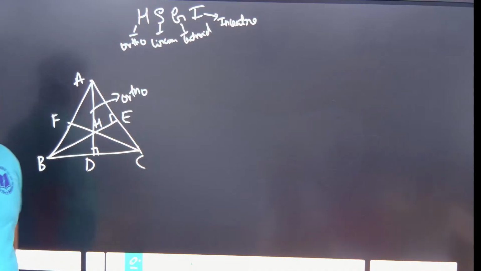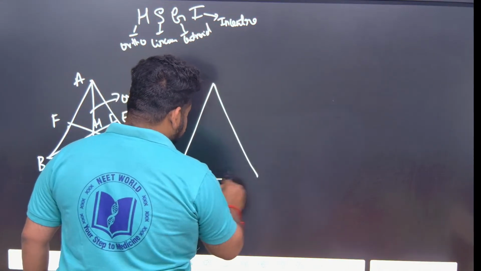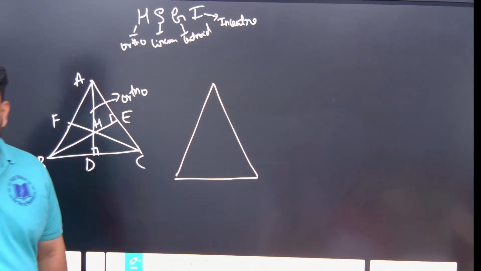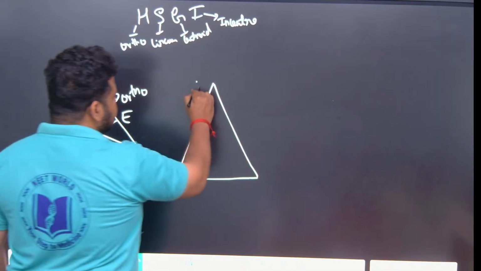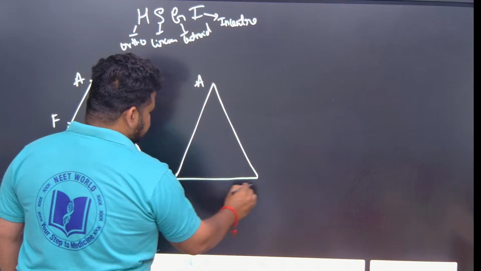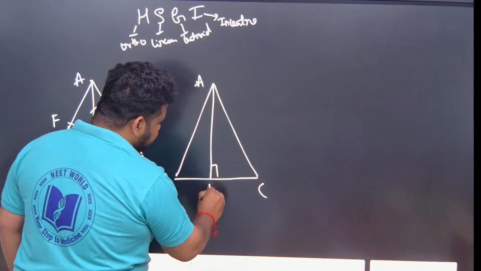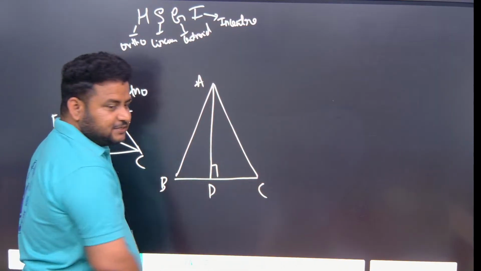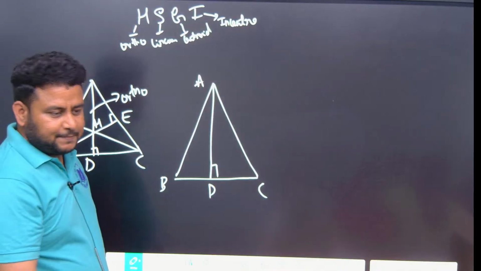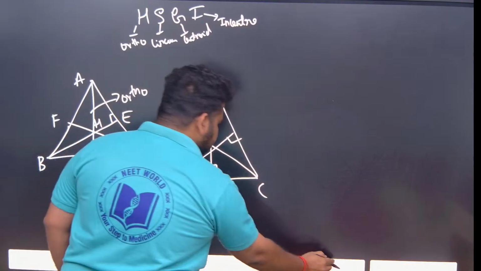Next is circumcenter. See here, this is the perpendicular bisector. So see here, A, B, C, if you have a perpendicular bisector, from here you get a perpendicular line D, and D is also the midpoint of BC. D is also the midpoint of BC, perpendicular bisector. Here also perpendicular. What is this? Bisector.